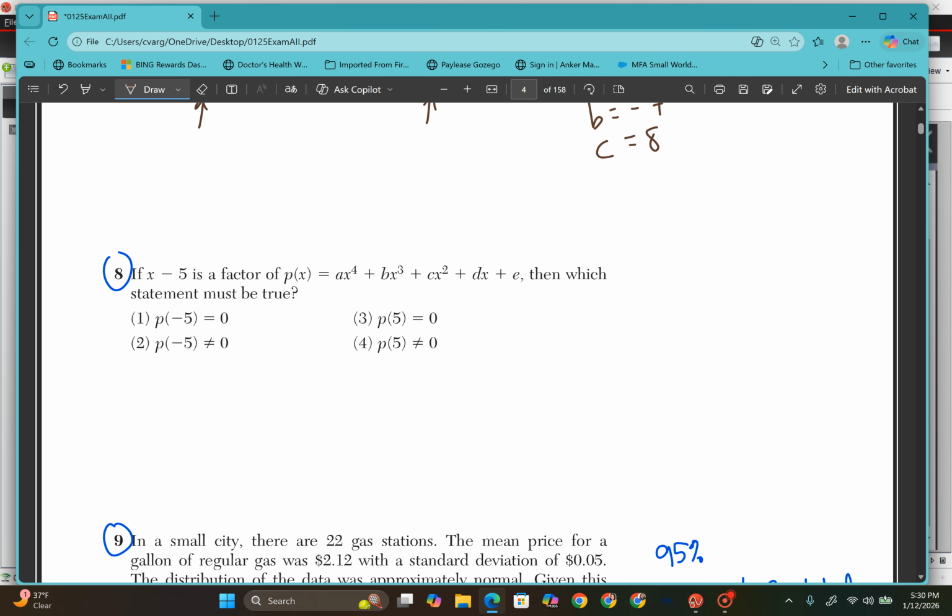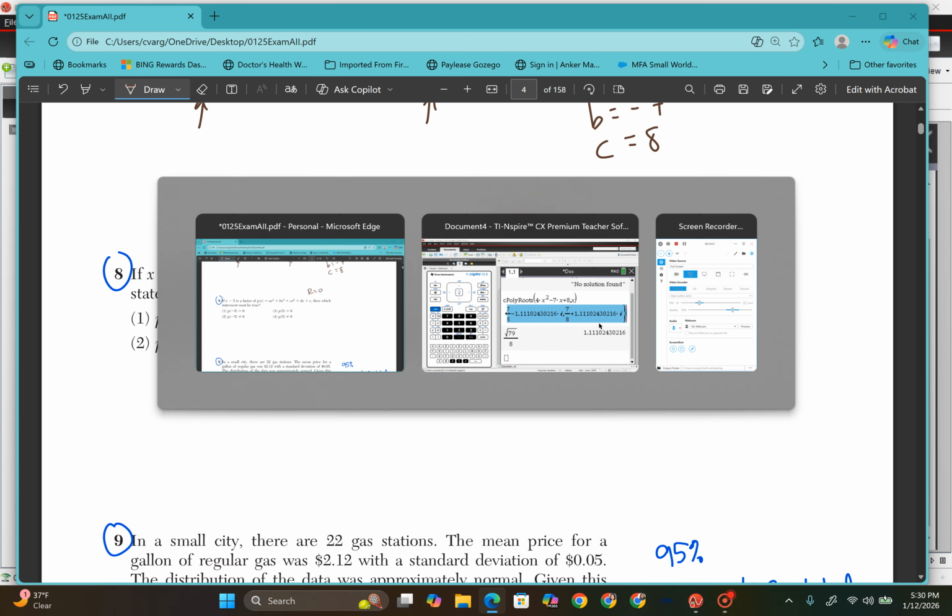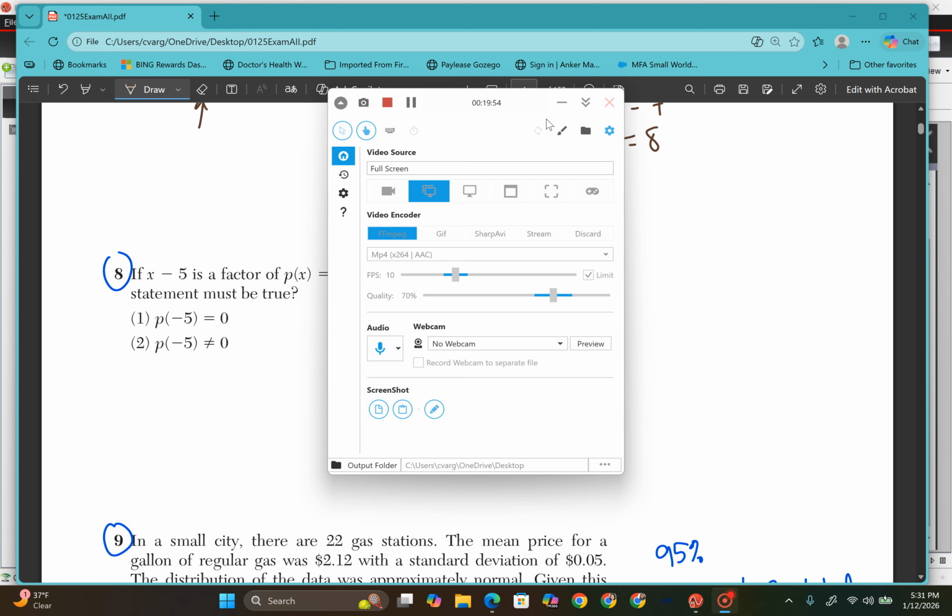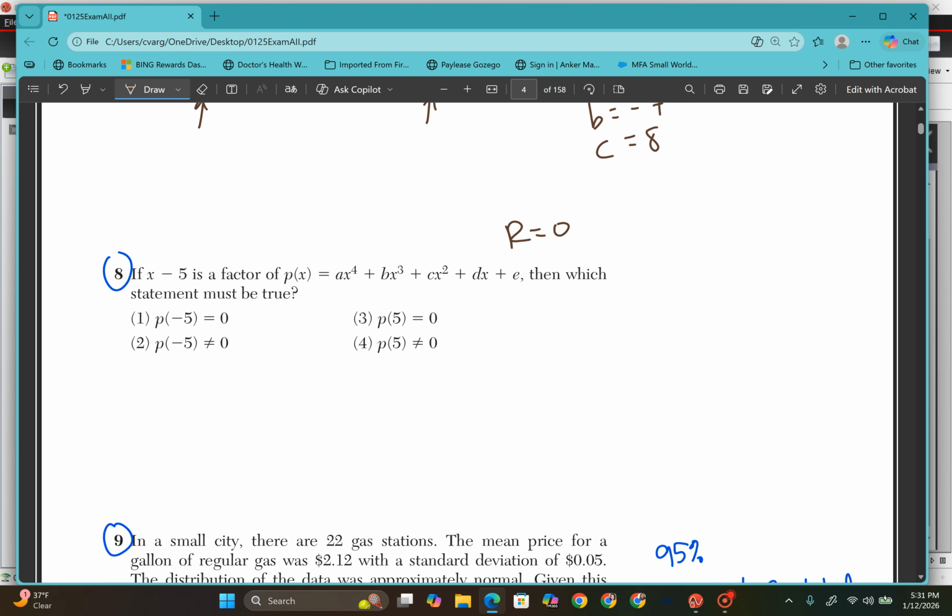So for this one, it says if x minus 5 is a factor. So what do we know about that? Automatically, we know that the remainder is equal to 0. Then which statement must be true? So refreshing our memory about the remainder theorem, right? x minus 5, we have to set it equal to 0. So add 5, add 5. So we get x is equal to 5.